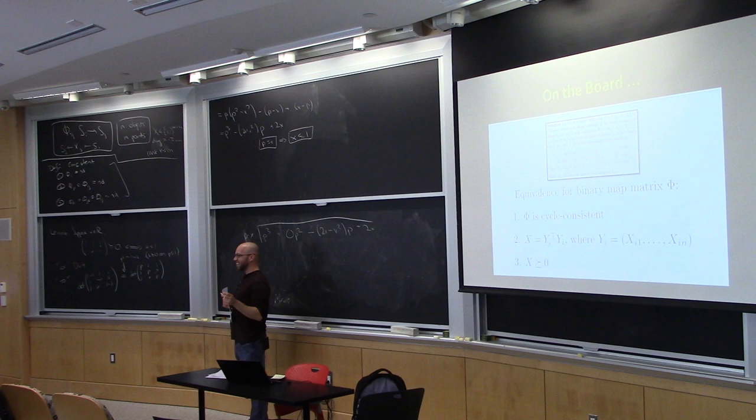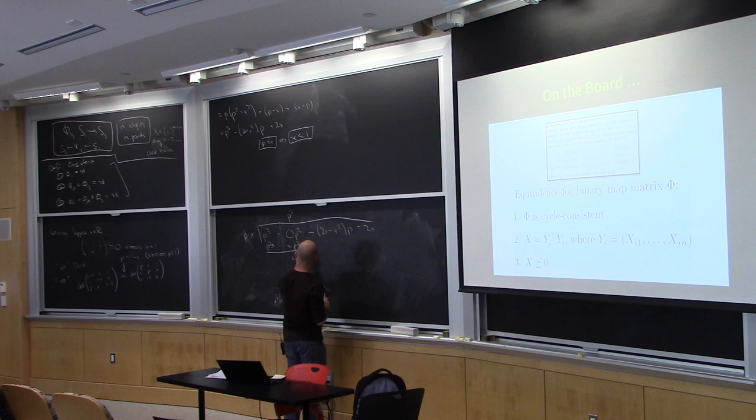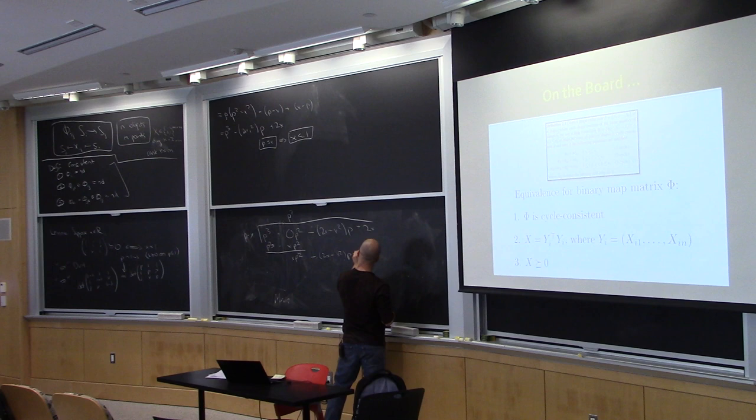Okay, so first we want to cancel the p cubed term. So we multiply that by p squared over here, and that sits on top of the quadratic stuff. And then we have p cubed minus xp squared. We subtract. Okay, so now we have xp squared, and then we have minus 2x plus x squared p plus 2x.